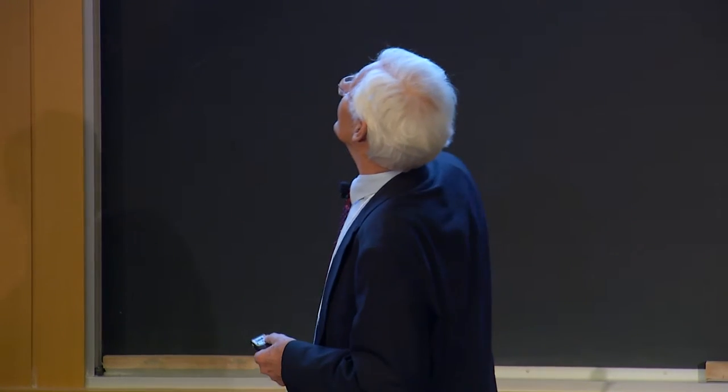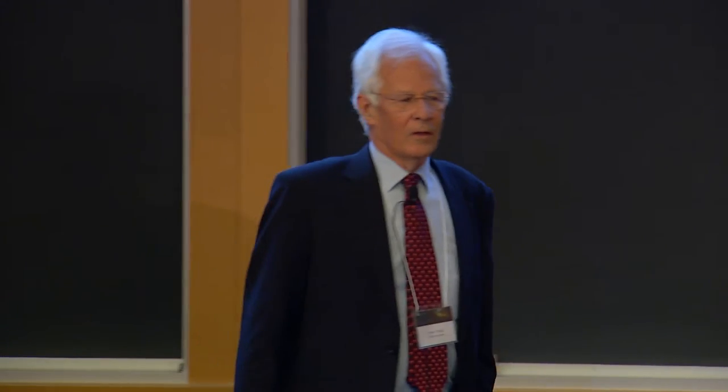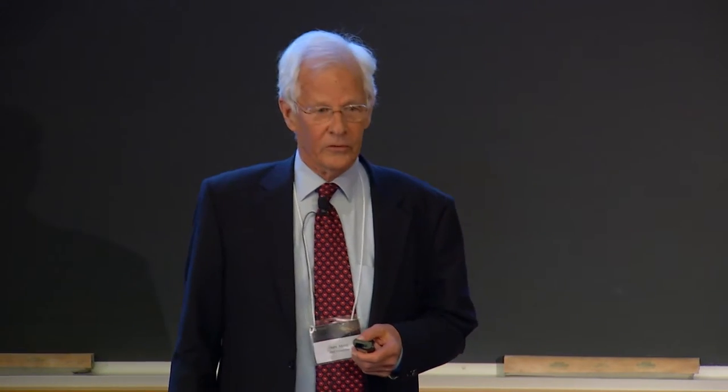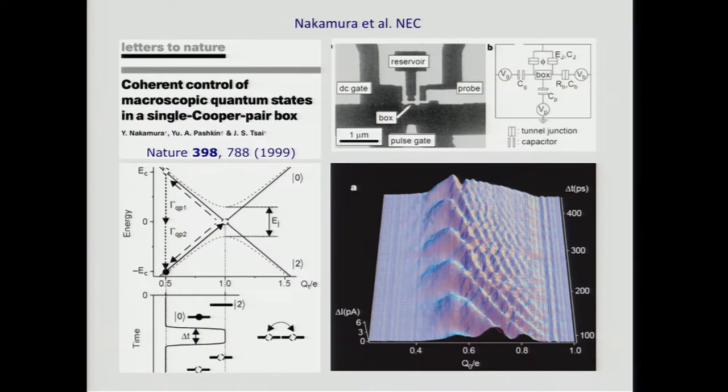Anyway, let me continue. When did the first coherent quantum operation with superconducting systems occur? That was in 1999, and surprised us all. That was by Nakamura, the NEC group, Nakamura and Tsai. They used an arbitrary wave generator, which was amazing. It operated on a picosecond level. It was a very expensive thing, but NEC was a computer company and they had it. And they used it very smartly.